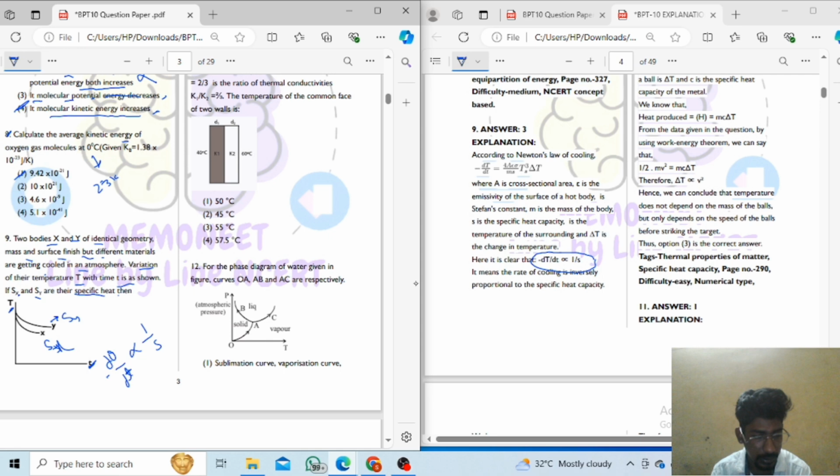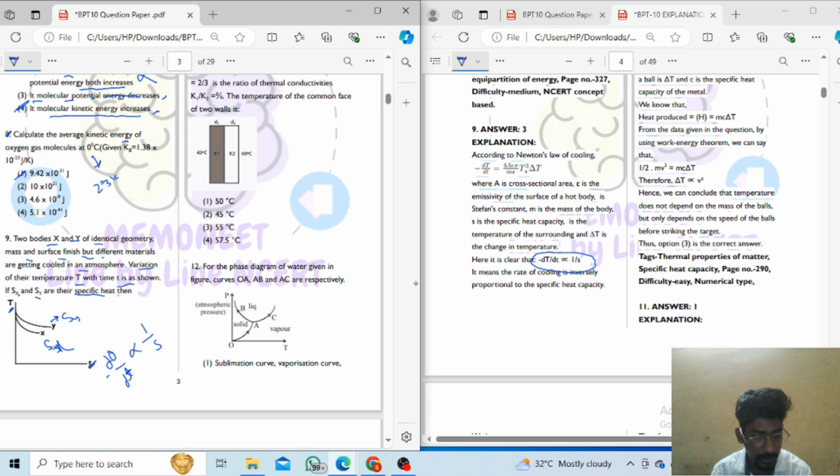Question number 12. Here the water phase diagram is given, with curves AB and AC. OA is for solid heating, and this is the sublimation process, OA to AC, like camphor. In the case of sublimation, a solid is converting directly into vapor. Therefore, you can say the OA curve is nothing but the sublimation curve.